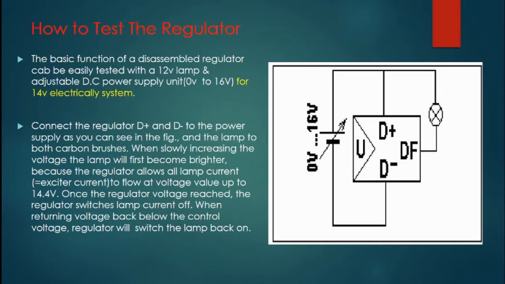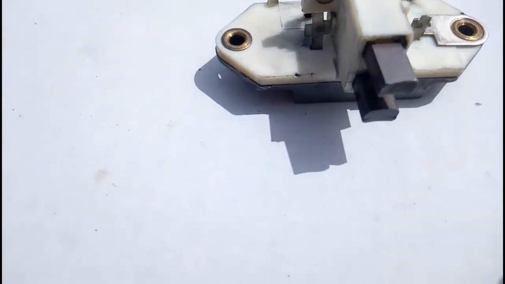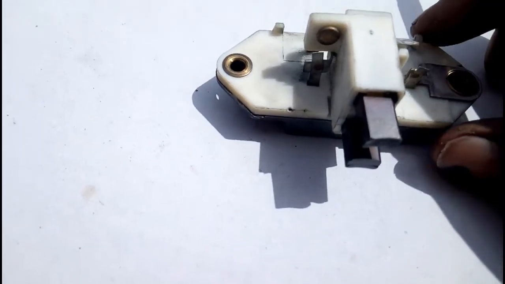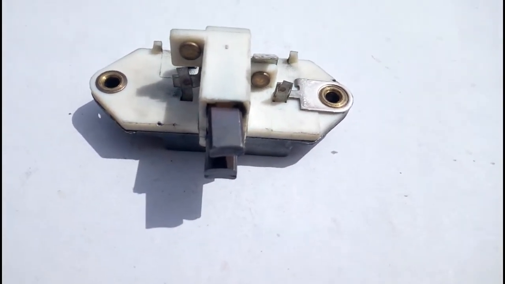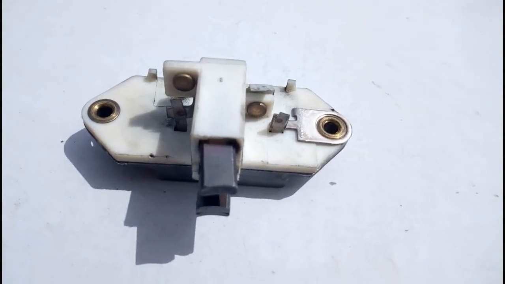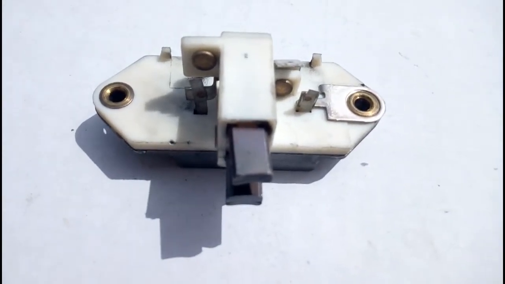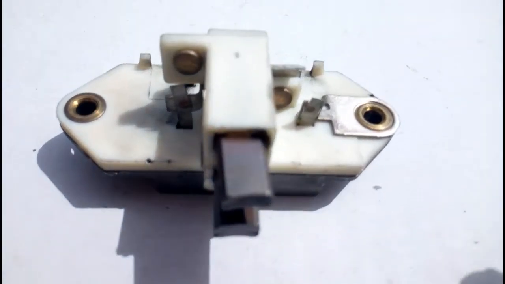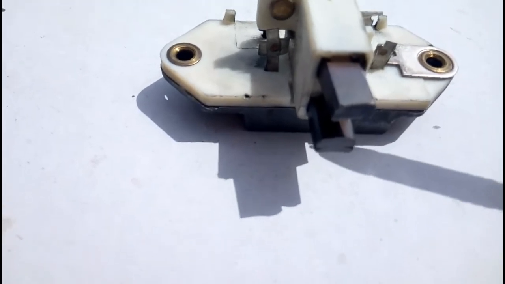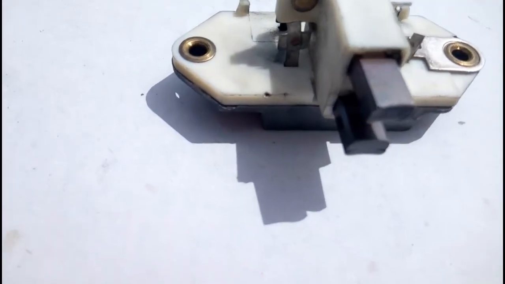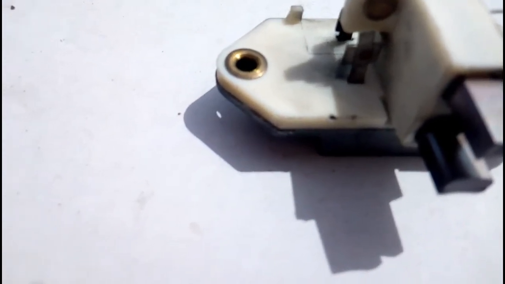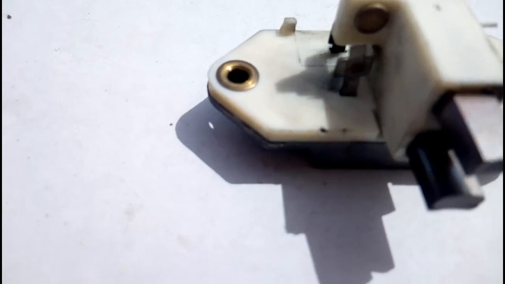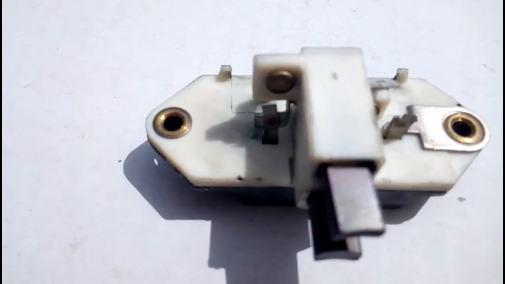Hi viewers, as I taught you in the lectures how we identify the regulator, and also whether the type of regulator is minus or plus, now I am going to show you the different connections of the regulators. It is DF, D minus and D plus. And I will show you whether this is a plus regulator or a minus regulator.